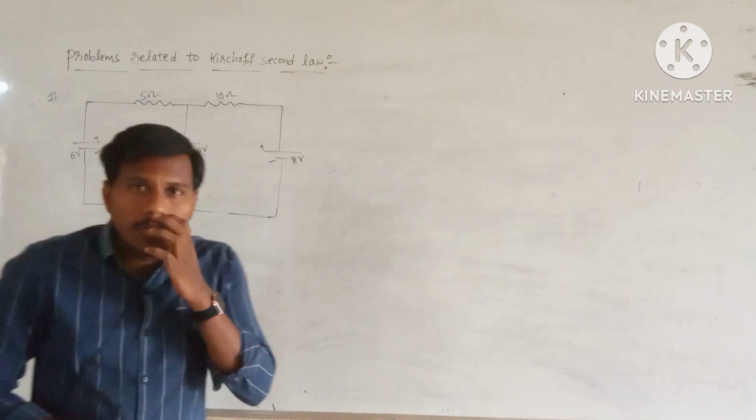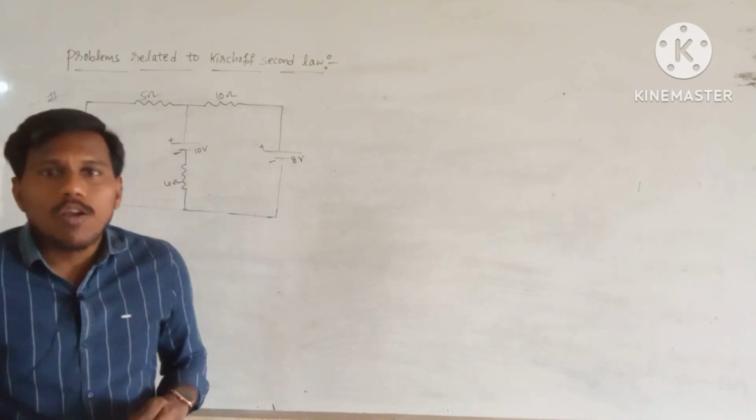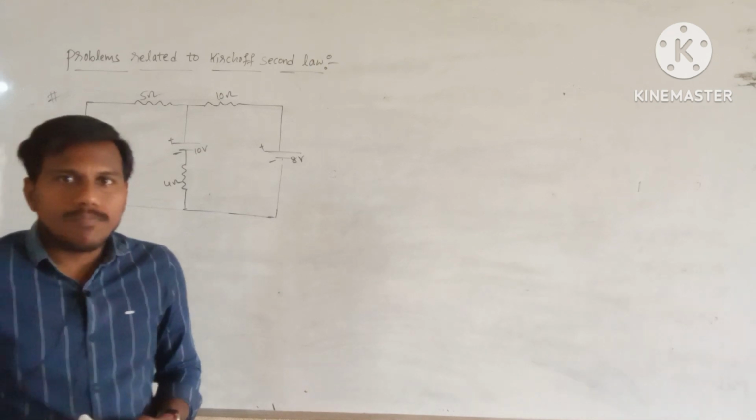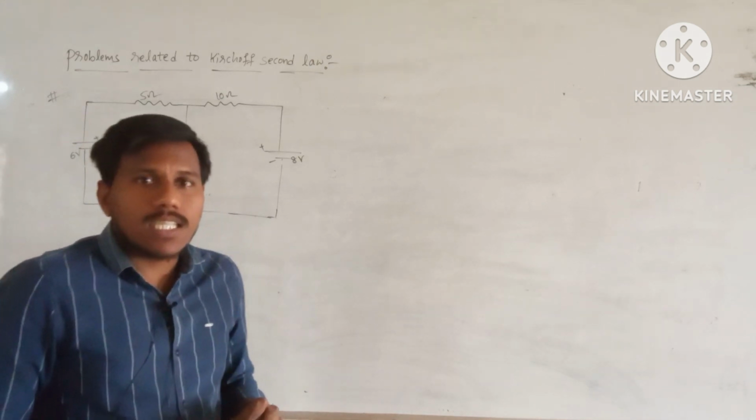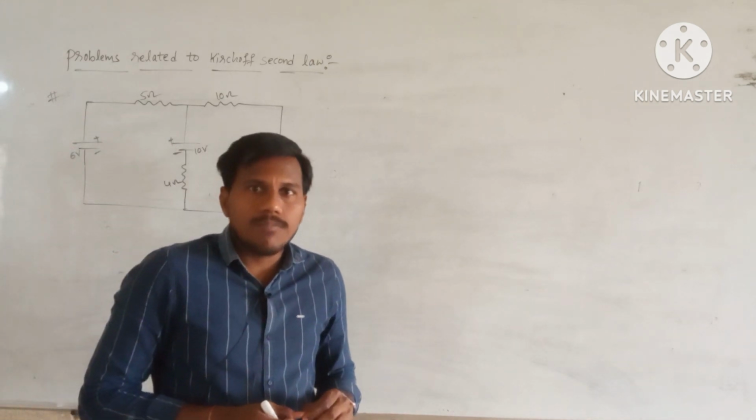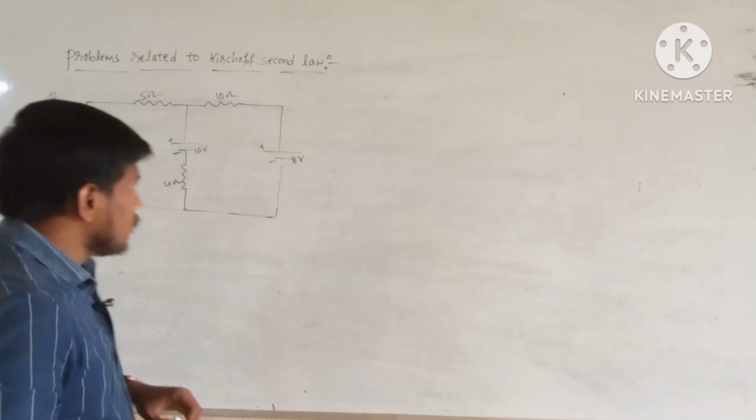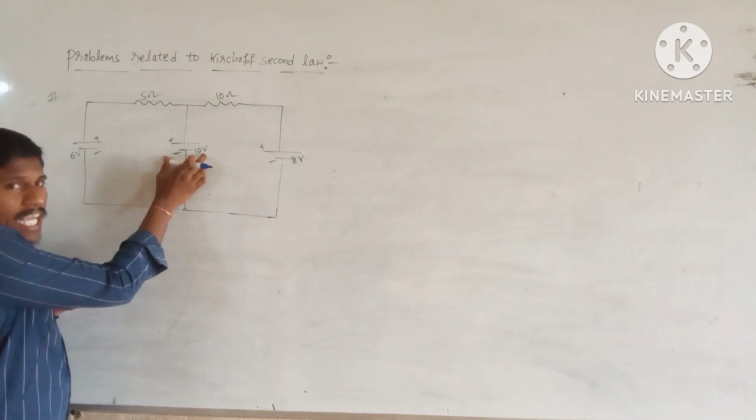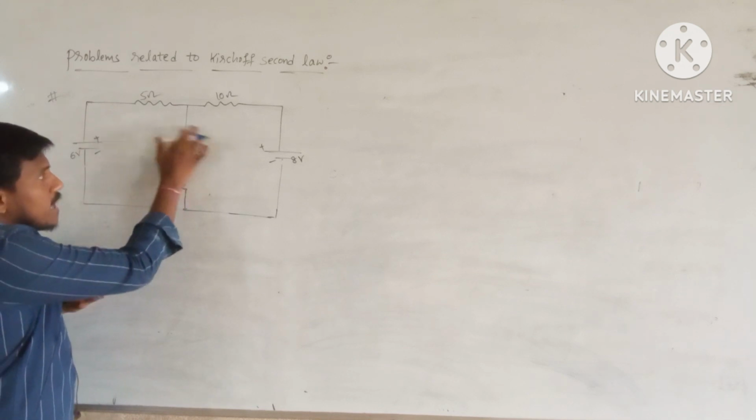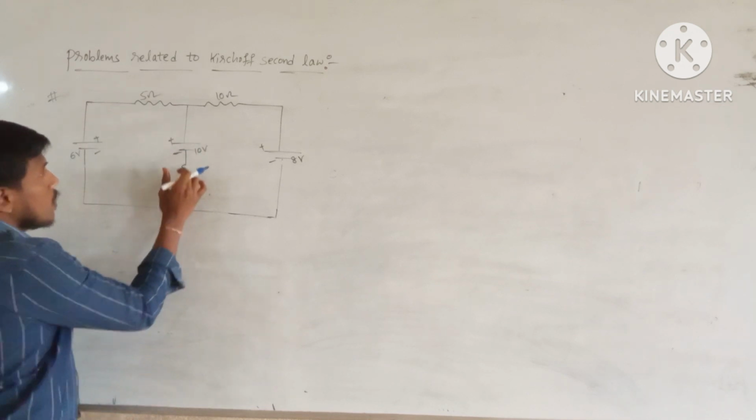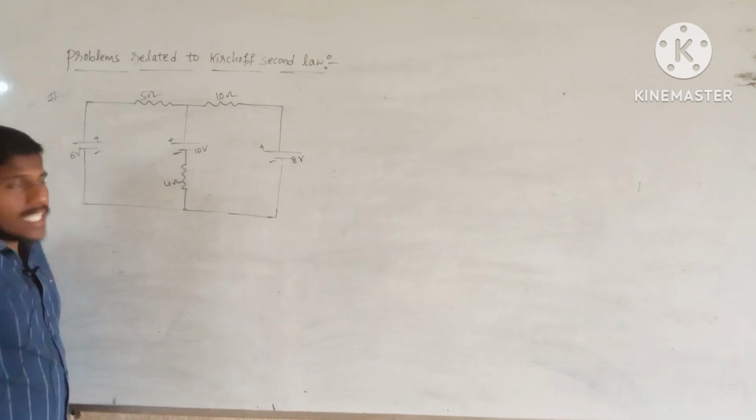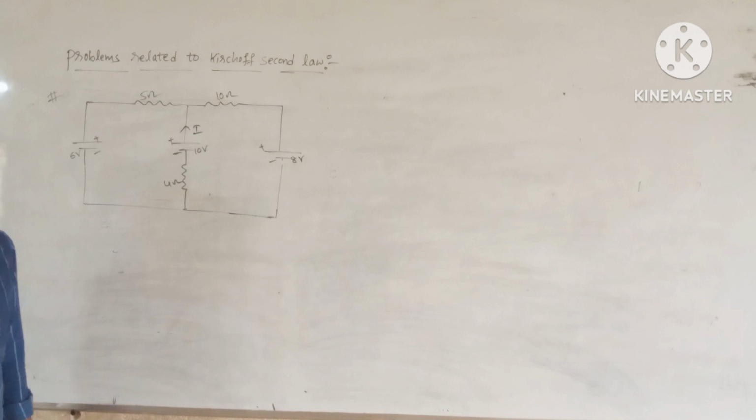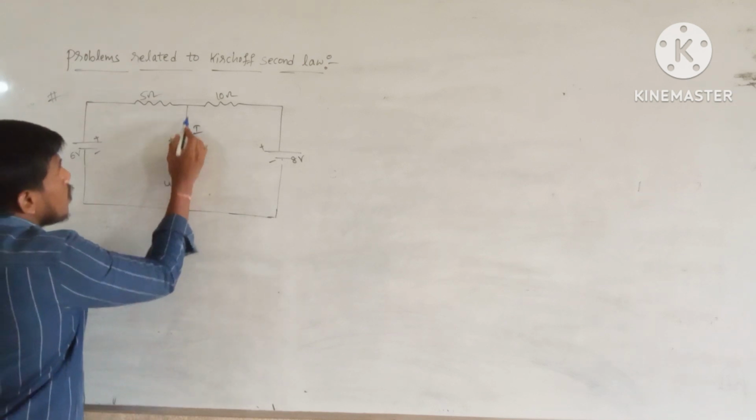According to the first rule, we start from the positive terminal of the cell having the highest EMF, to distribute the currents across the resistors based on Kirchhoff's current law. Out of three cells, this cell has the highest EMF. Now I am considering this cell and I start distributing the currents from it. So current I should be coming from the 10 volt cell like this.